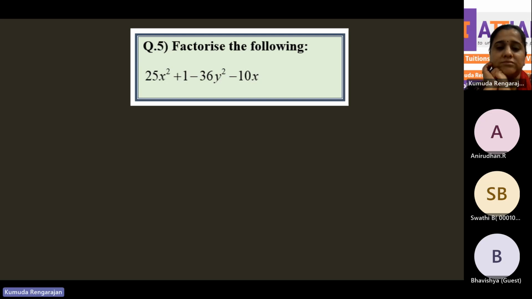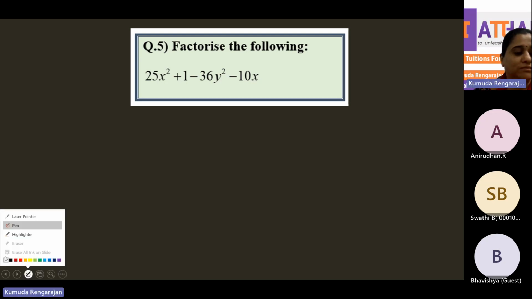And this is of the form a square minus b square. Correct. And a square minus b square is a plus b into a minus b. Then it would be 5x minus 1 minus 6y into 5x minus 1 plus 6y. Very good, Swati. You're right.